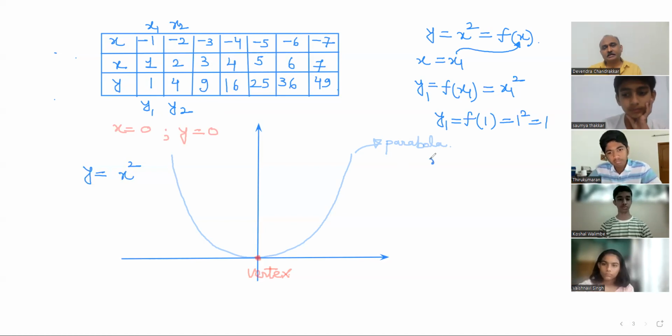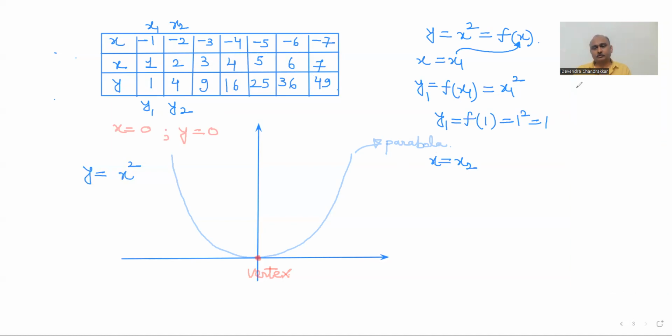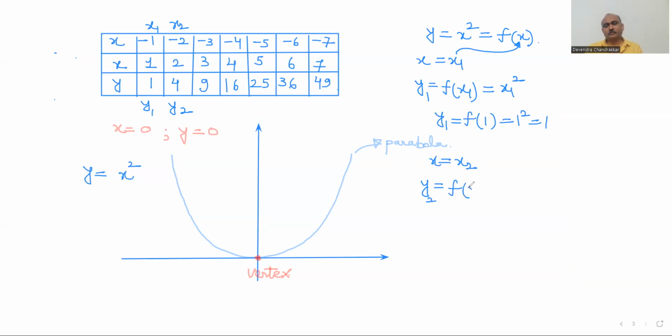Similarly, when x is equal to x2, we write the corresponding value of y as y2, and this is f of x2, which is x2 square. So if I write the value of x2 as say 2, this is 4. Similarly, let's write this value as y3. So 3, how is it 4 square? Sorry, 4. My bad. This is 4.